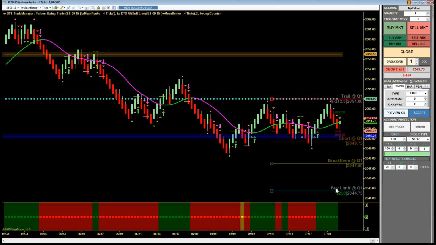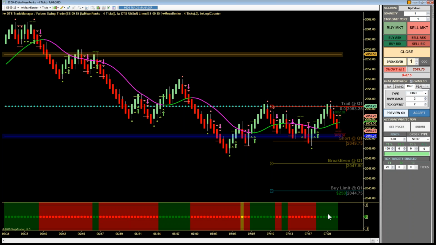A lot of times what I'll do is go with something like the bar high-low and follow it bar for bar. So I'll go say 2 bars back, 2 ticks off, and only give them that much. So you can see a little bit of a congestion pattern.